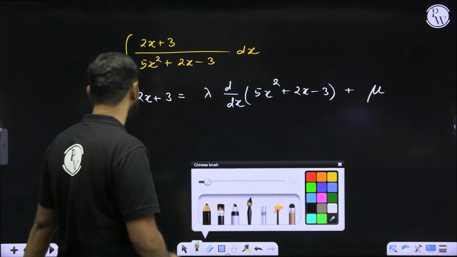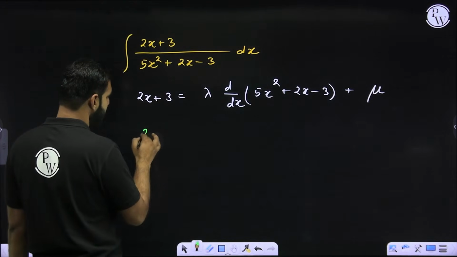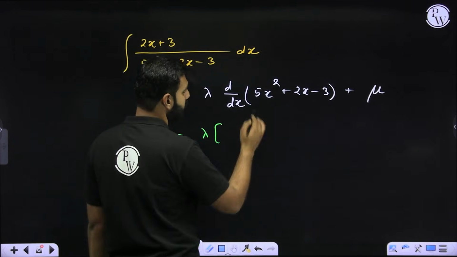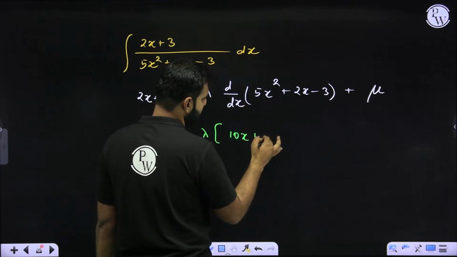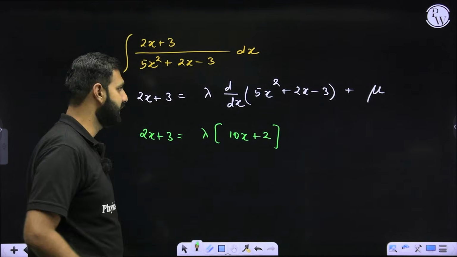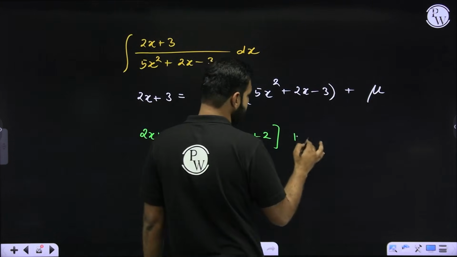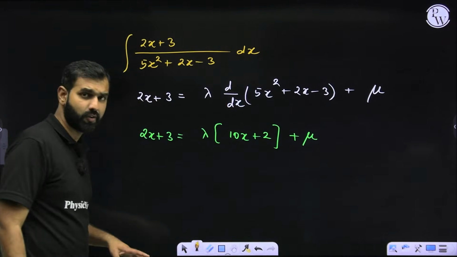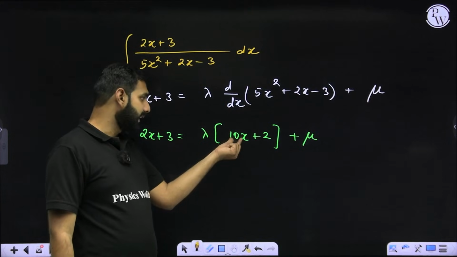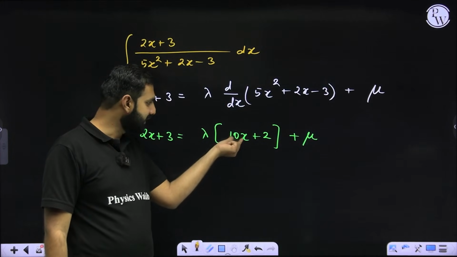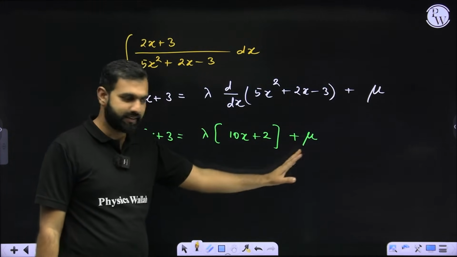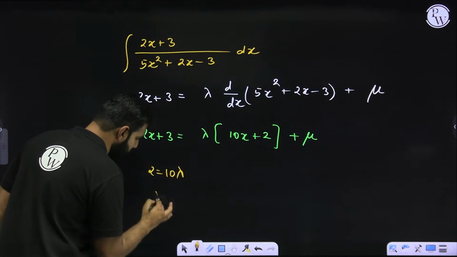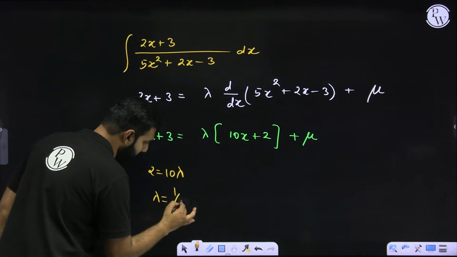So here, of course, we have 2x plus 3 on the left hand side. And what do we have on the right hand side? It is lambda times 5x square is 10x, 2x is 2, plus mu. Now, when you compare these two sides, what do we get? It's a very simple result. If you compare the coefficients of x, it is 10 lambda on one side and 2 on the other. So 2 is equal to 10 lambda, which means lambda is 1 by 5.